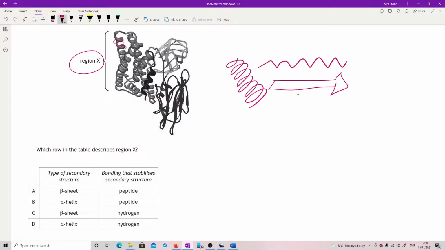So what we are seeing in region X is twirly, so we are alpha helix, and then we need to know what stabilizes secondary structure: hydrogen bonds. Peptide bonds are the primary structure.